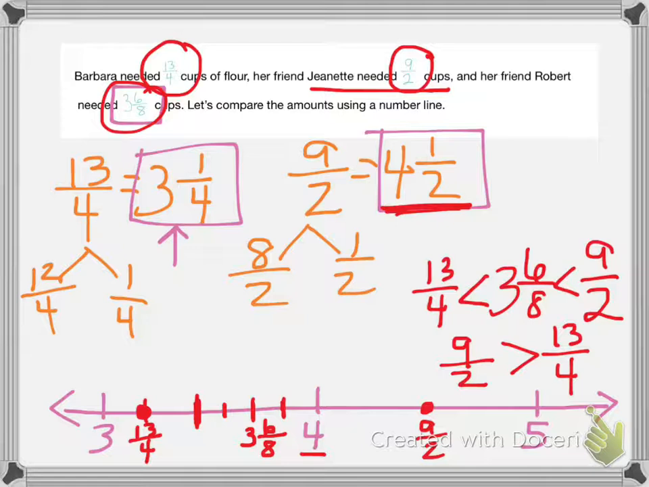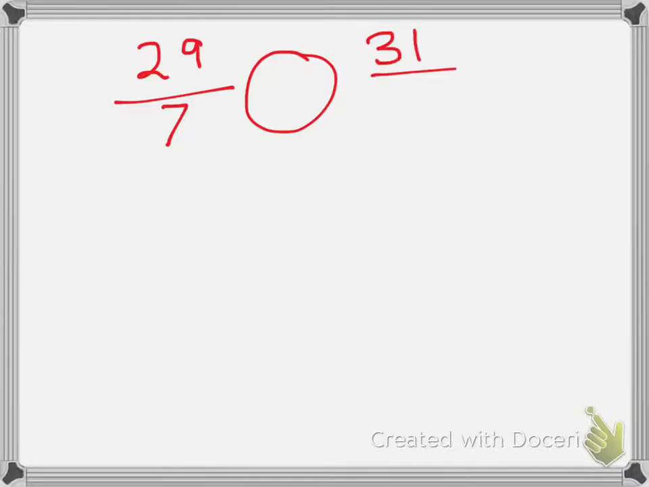All right, let's try another one. 29 sevenths. And I'm just going to put a big circle to remind myself that I am comparing it to 31 eighths. All right, so right away, you guys can see that we have sevenths and we have eighths. It's hard to compare when I have different denominators. So what I'm going to do is rewrite them as mixed numbers, because with a mixed number, it's a lot easier to plot them on a number line and then compare them using our benchmarks, 0, half, and whole.